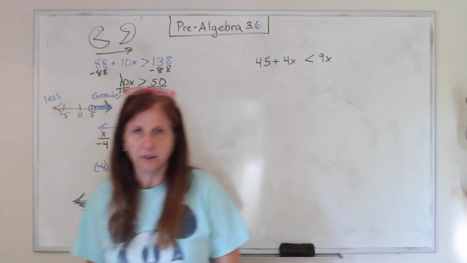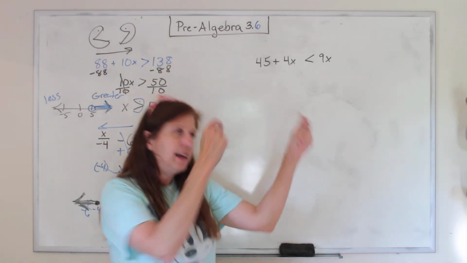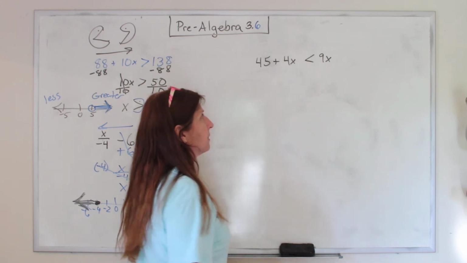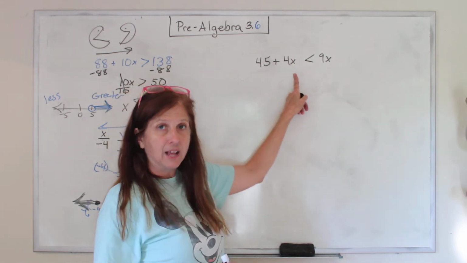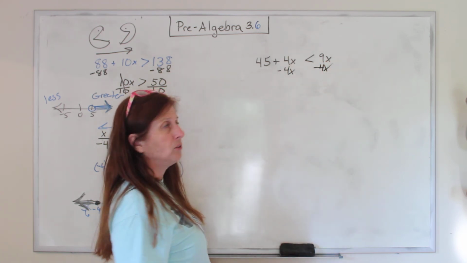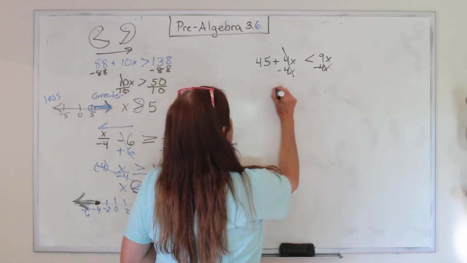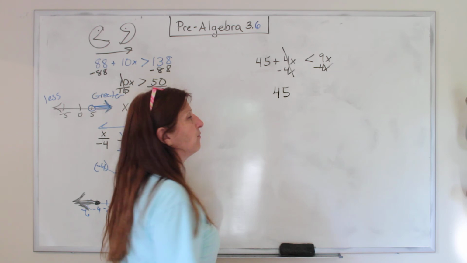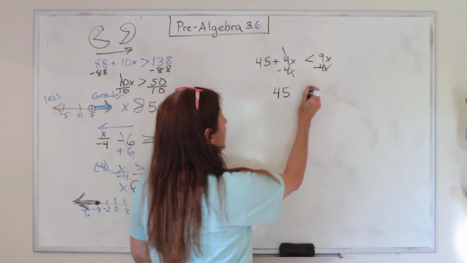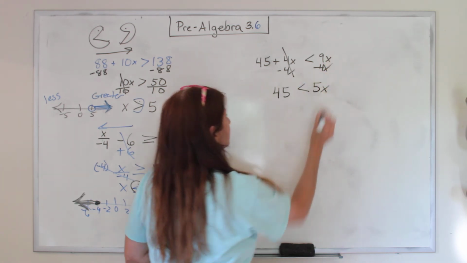So first, we gather up our terms. All right, we're ready to go. I need to move the little number of x's to the big number. So what's the opposite of this plus 4x? Minus 4x. What I do to one side, I do to the other. They cancel out. What do I bring down? What I didn't mess with. So 45, do I flip it? No, I subtracted 4x from both sides. I did not multiply or divide. 9x minus 4x is 5x.